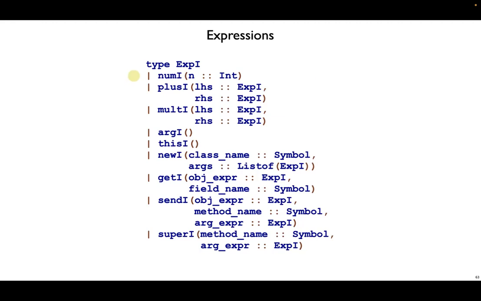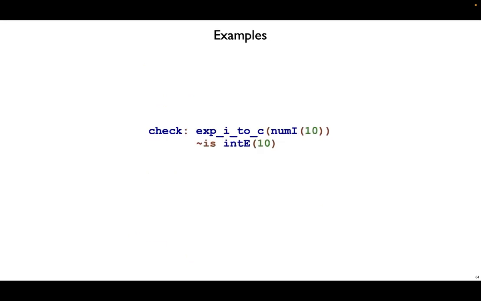These methods are all expIs. ExpI is familiar. The one difference is down below at super. Instead of static send, we have super I, which just takes a method name and an argument expression. Our compiler is called expI to C. As a first example, it should translate a num I into an int e, translate this I to this e, and there are lots of other cases that follow this simple I to e pattern.